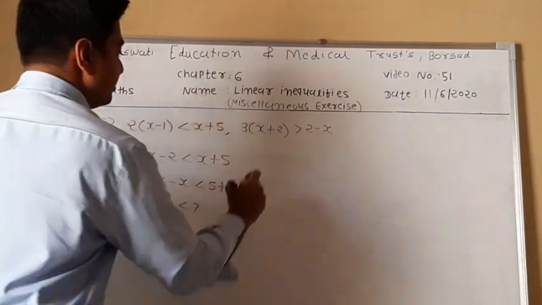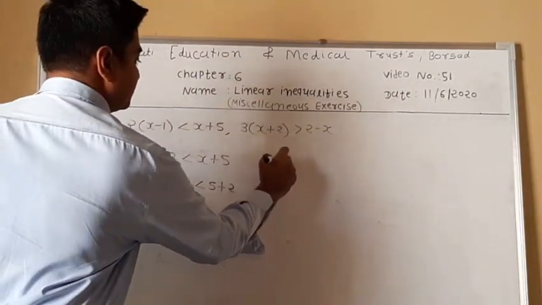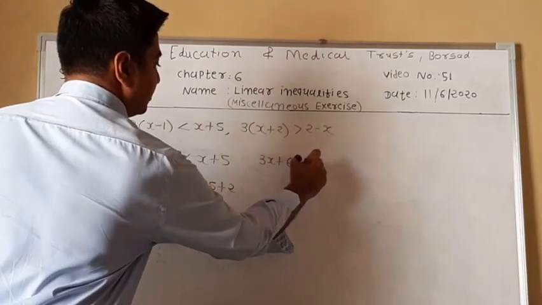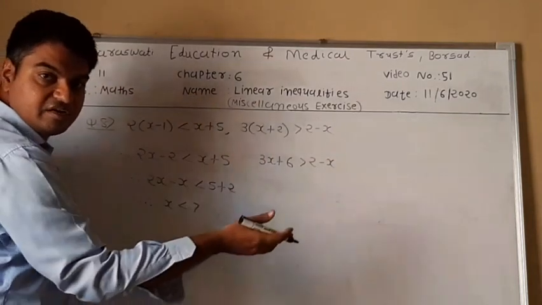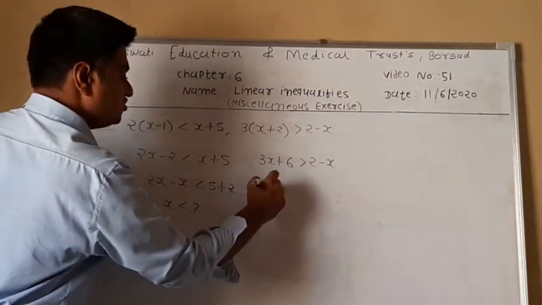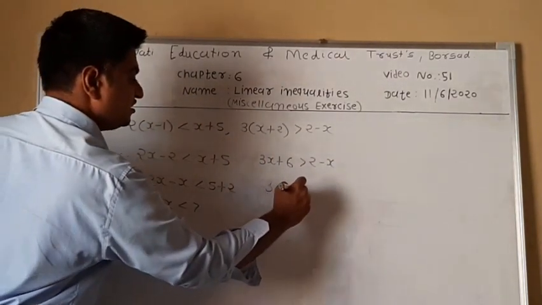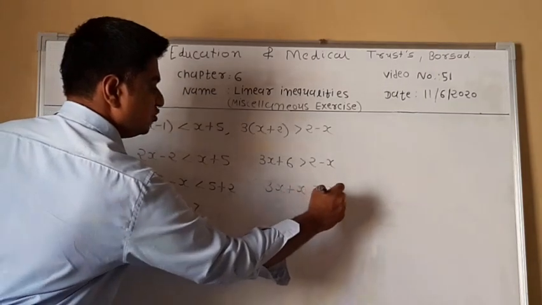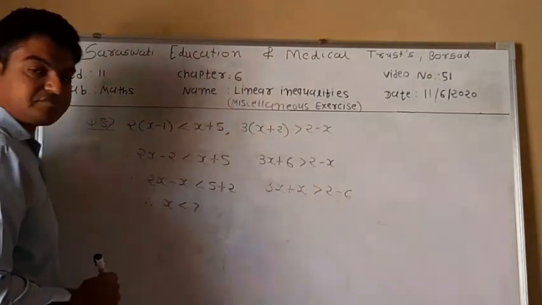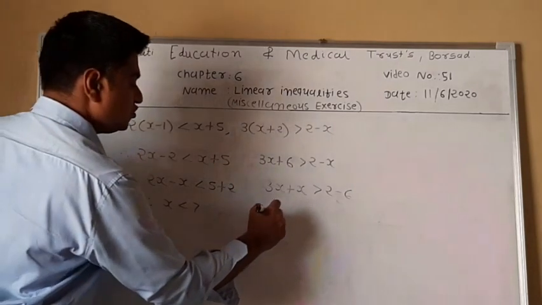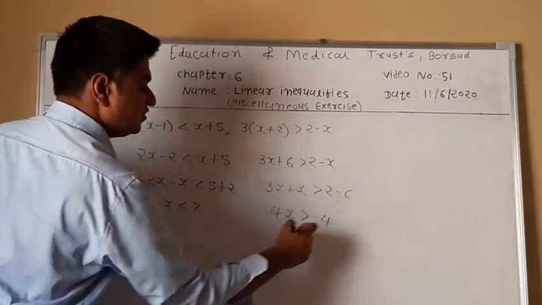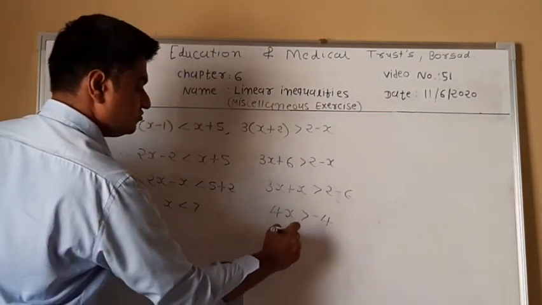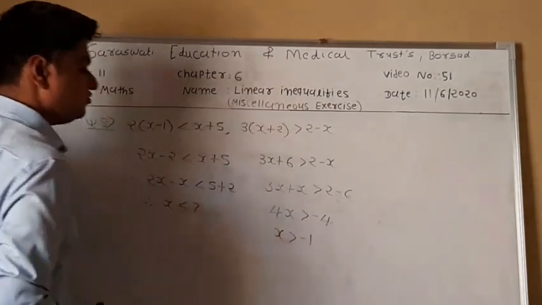In the same way here, open this bracket, so 3x plus 6 greater than 2 minus x. The x terms are written on one side and the remaining terms on the other side. So 3x plus x greater than 2 minus 6. So 4x greater than minus 4. Now divide by 4, so x greater than minus 1.